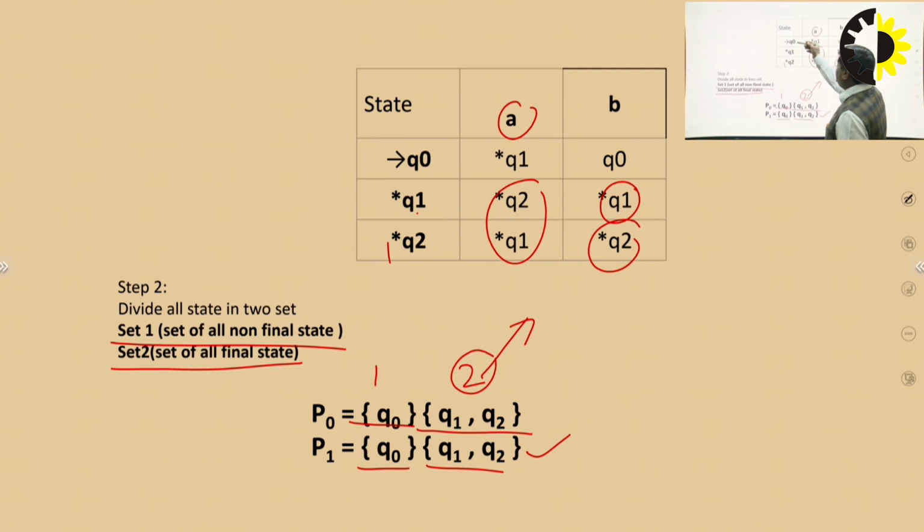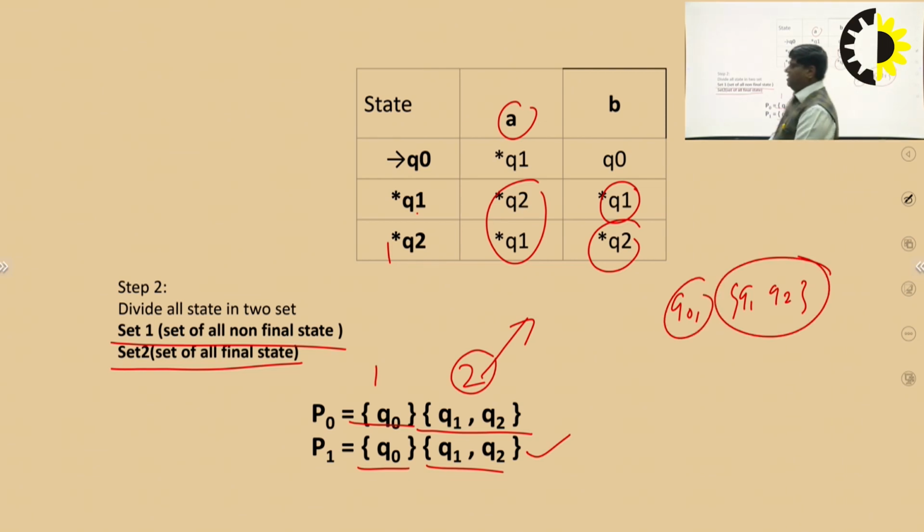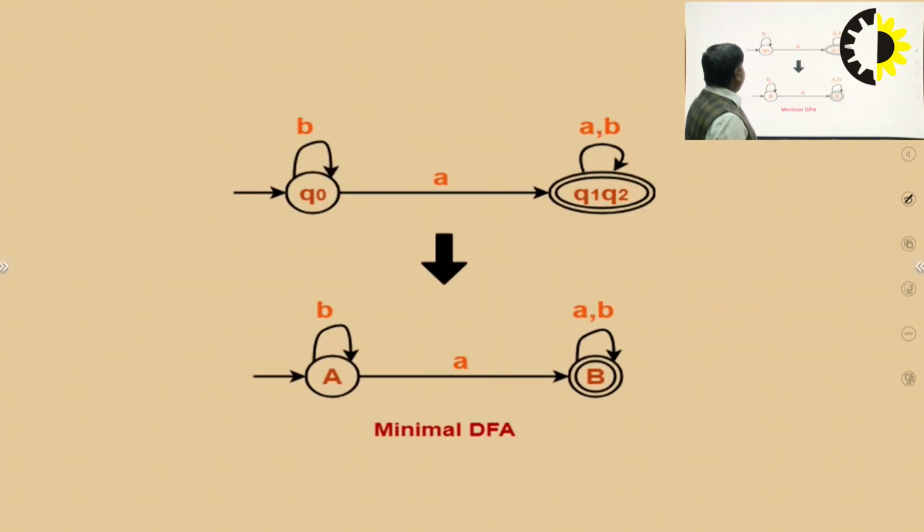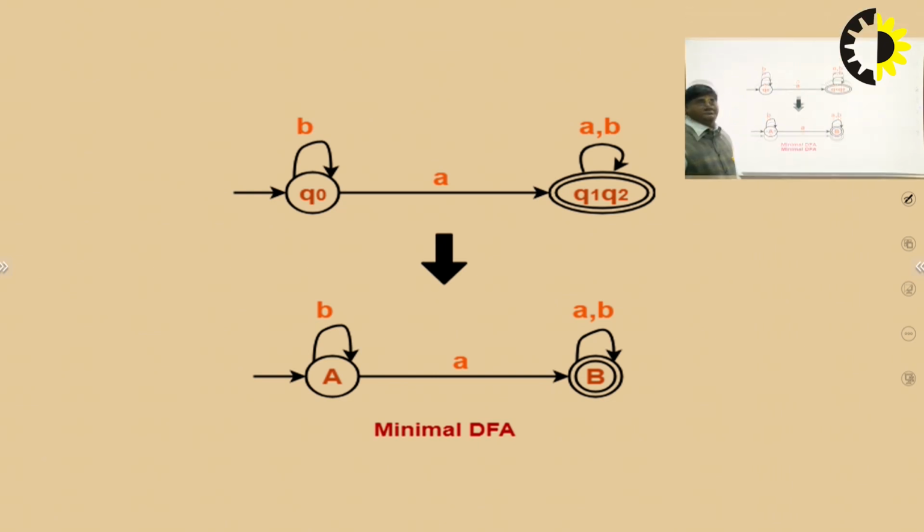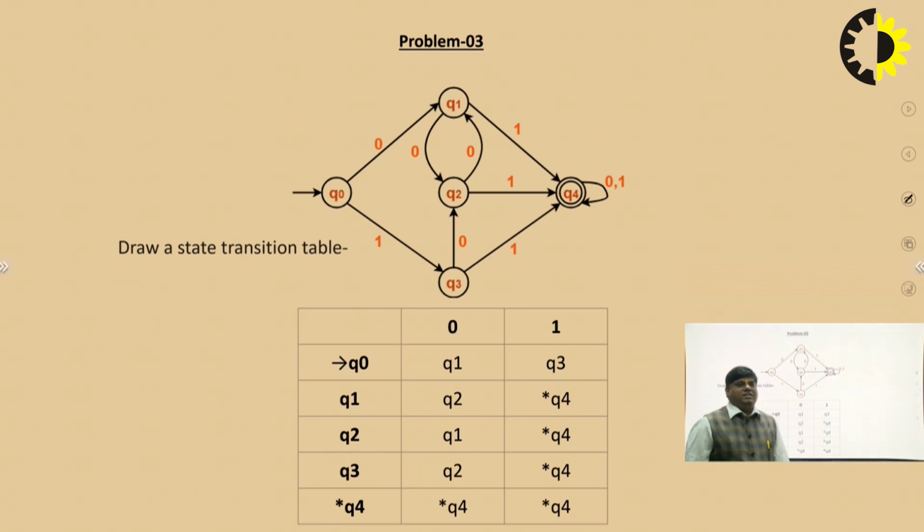Now how many states? 1, 2, 3, and these 3 states are minimized into 2 states. The first state is Q0, and Q1 and Q2 form the single state. Now these 3 states are minimized into 2 states. Q1, Q2 is known as a single state, and this is the minimization of the finite automata.